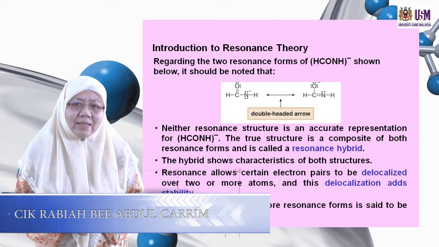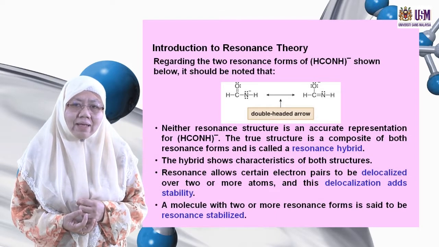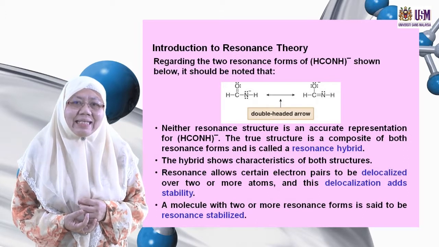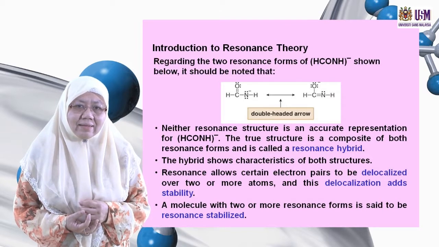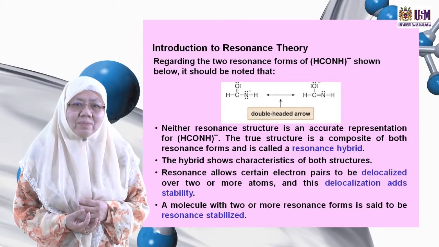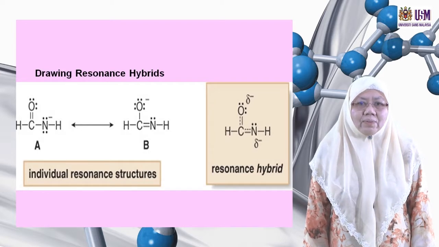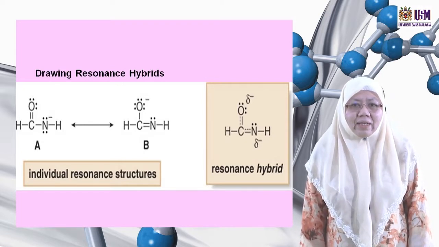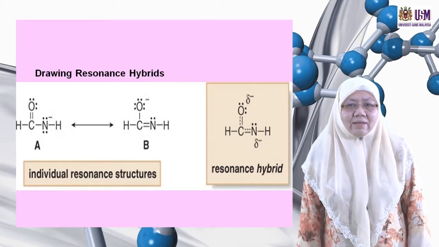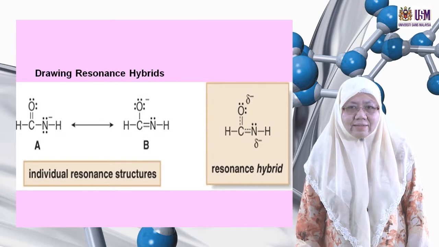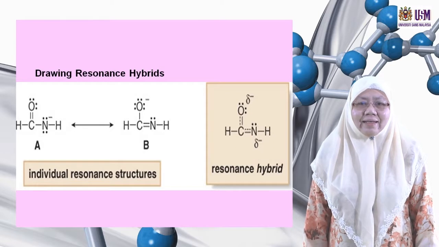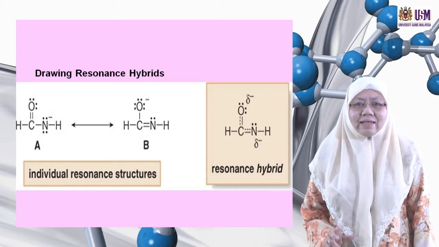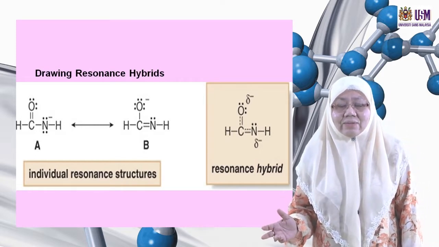Resonance allows certain electron pairs to be delocalized over two or more atoms, and this delocalization adds to the stability of the anion or the ion concerned. A molecule with two or more resonance forms is said to be resonance stabilized. In the slide shown, we can see how to draw resonance structures. Each individual resonance structure, A is one resonance structure and B is the other. So when we draw these individual resonance structures, we can draw the resonance hybrid as given in the slide on the right. Both these individual resonance structures A and B can be represented by the resonance hybrid as you can see to the right.